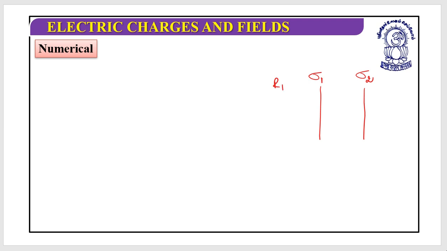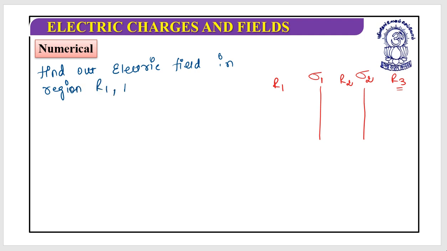This is region number 1, this is region number 2 between two plates, and this is region number 3, that is outside, that is right of the sigma 2. You need to find out the electric field in regions R1, R2 and R3. This is the requirement. You need to find out the electric field in different regions.